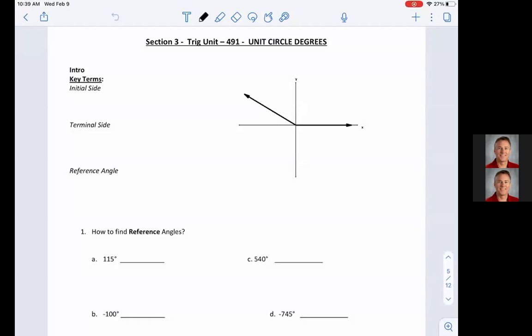So we've been working on the unit circle. We filled in the entire blank unit circle in the last class. And now we'll do a little bit of terminology today, okay?